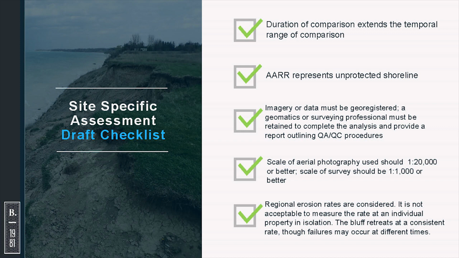Then we have guidance on the scale of the survey or the photos. They have to be sufficient that you can actually do the comparison. And regional erosion rates need to be considered. So that's what I was saying earlier, that you can't just look at the one property, which may be due to fail in the next 3 years because the other properties around it have, but it's sort of sticking out. You can't just take that survey. So you need to look at the regional context as well.